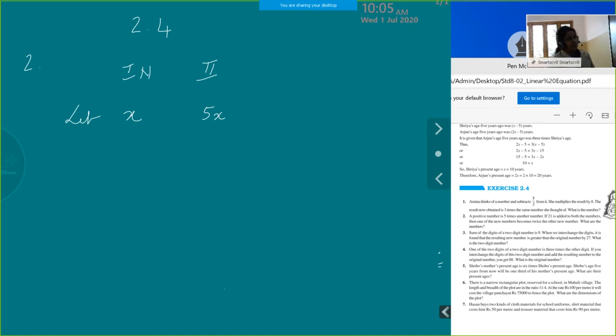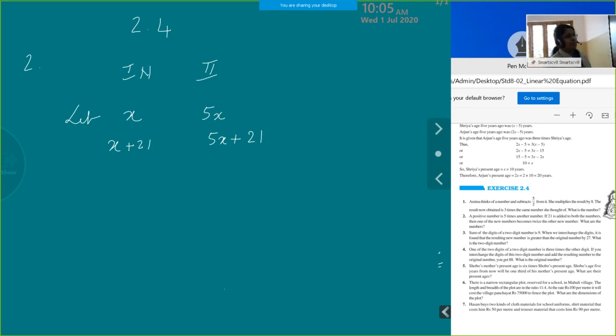Okay, now come back to the question. A positive number is 5 times the other number. So I took one number as x. Obviously, according to the question, the other number is 5 times x. It's given that 21 is added to both the numbers, so x becomes x plus 21, and 5x is also added with the 21. So 21 is added to both the numbers.